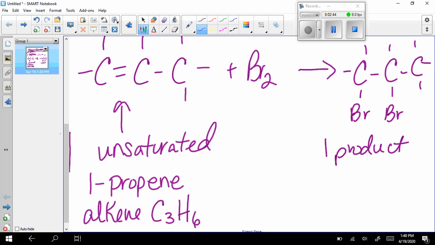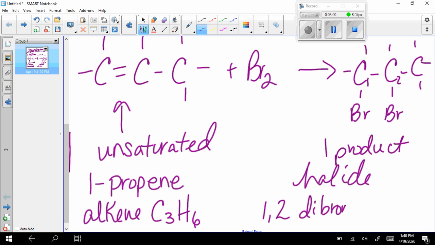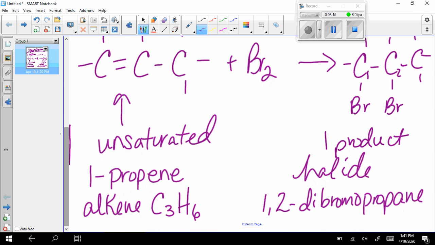And then to name this is a halide. And so I go to table R, and I would name this 1, 2, because I have a bromine coming off the first carbon and the second carbon. I have 2 of them, so I call it dibromo. And then 3 is prop, and it's now all single bonds, so propane. So I made 1,2-dibromopropane. That would be my name. So that is what an addition reaction looks like.